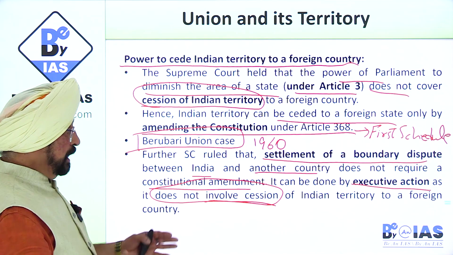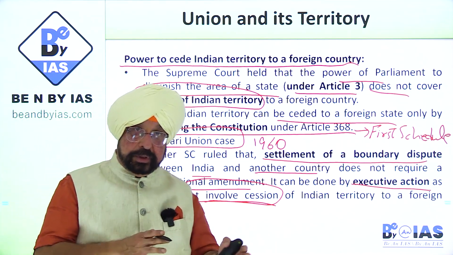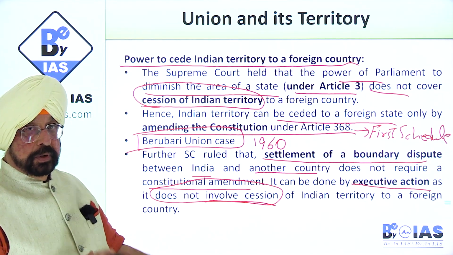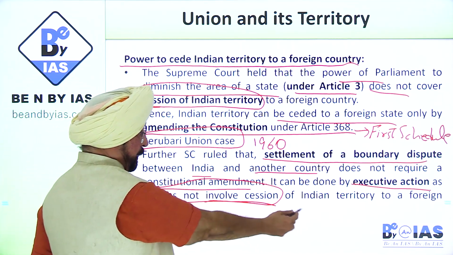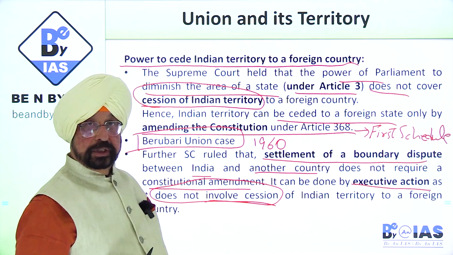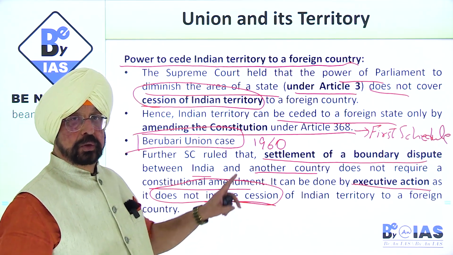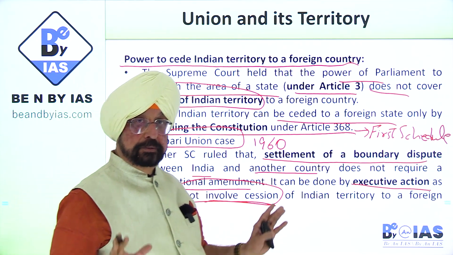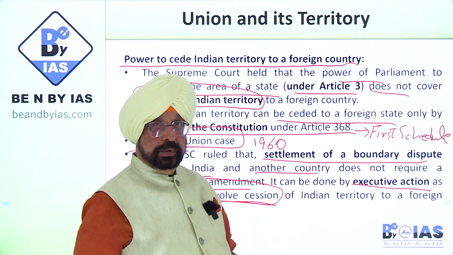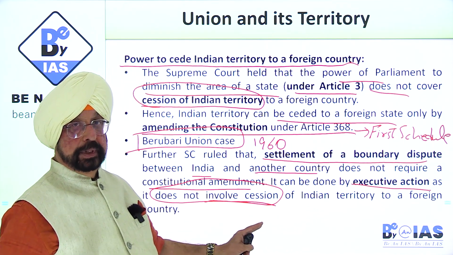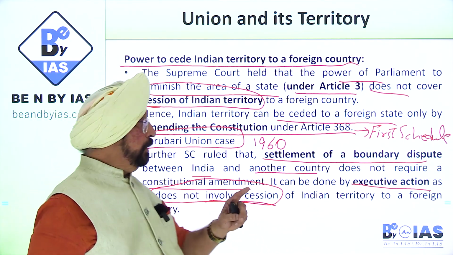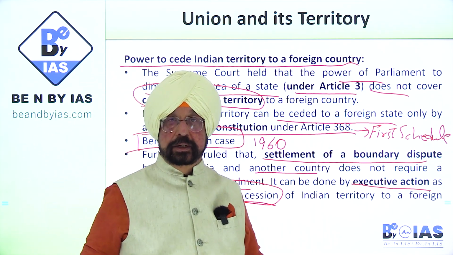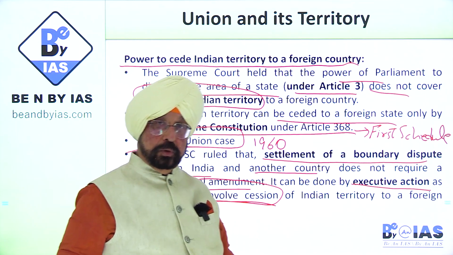That means if there is a settlement of a boundary dispute between India and any other country, provided there is no cession of Indian territory to a foreign country, in that case, only an ordinary law will be sufficient. It will suffice. We need not go for a constitutional amendment. The constitutional amendment is required only if we have to cede any territory to any other nation.